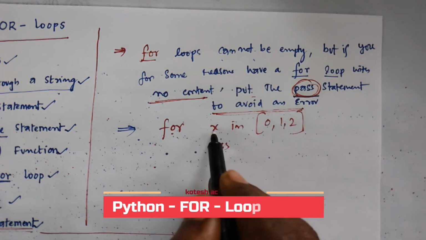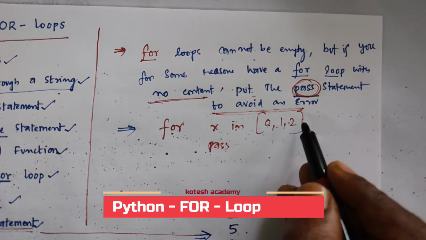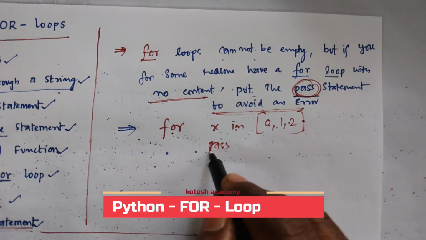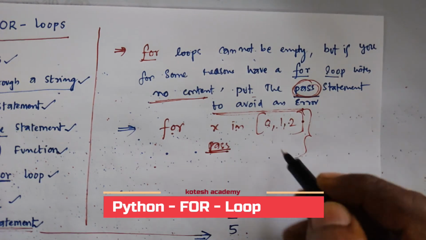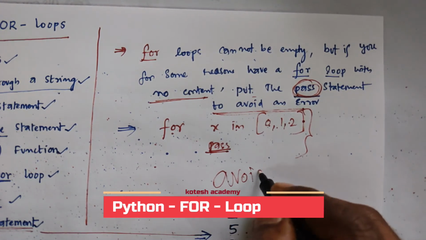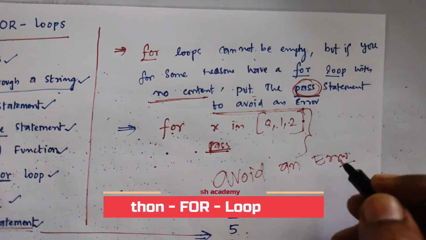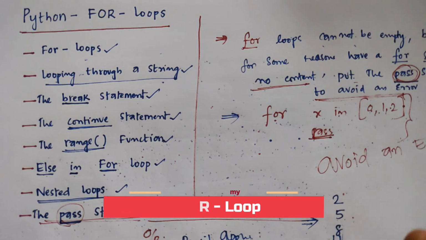For example, for x in 0, 1, 2, if you don't have any content, simply write pass. Then only can you avoid an error. So that is the concept of this instruction.